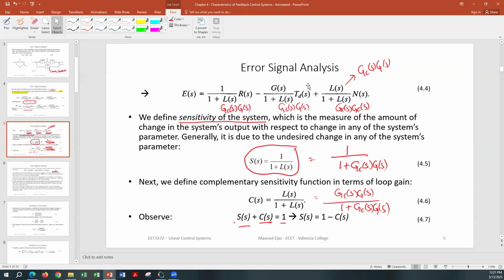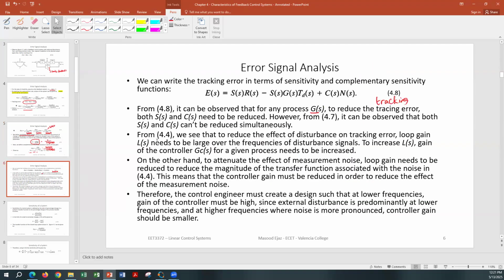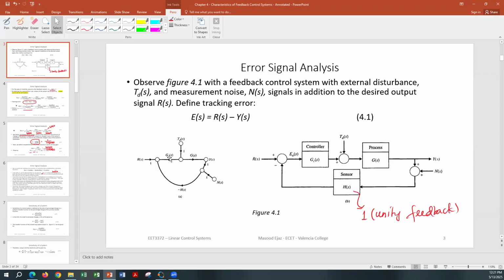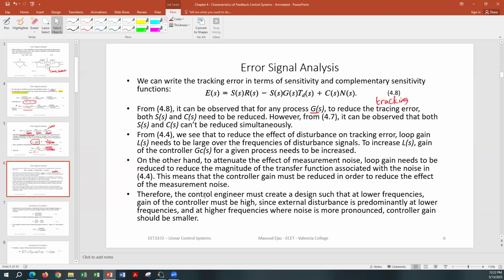So to reduce the effect of T_d(s) on the error, the denominator has to be increased. And the denominator is going to increase when L(s) is going to go high. The loop gain is going to become larger. And that's what it's explained here. We see to reduce the effect of disturbance, loop gain needs to be large over the frequencies of the disturbance signals. To increase the loop gain, gain of the controller for a given process needs to be increased, because gain of the controller and G(s), product of that is L(s). So if your G(s) is not changing, gain of the controller has to be increased in order to reduce the effect of T_d(s).